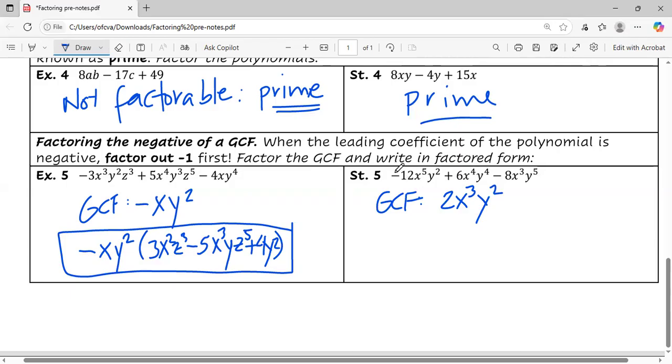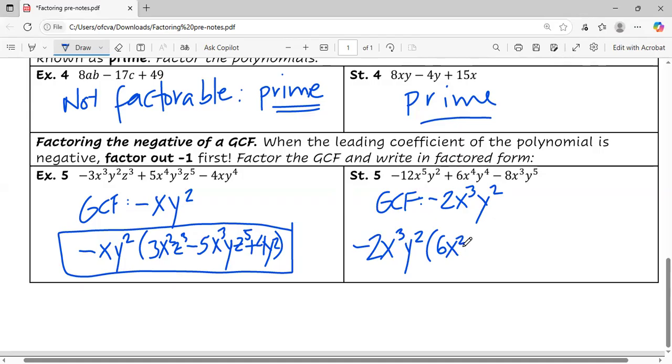Now notice your first term is negative. So pull out that negative as well. So my GCF is negative 2, x to the third, y to the second. What do I need to multiply by to get all 3 original terms back? Well, I'm going to need a 6 here. Negative 2 times 6 will get me to negative 12. X to the third times x to the second will get me to x to the fifth. And y to the second, I already have it. So y to the second is just going to stay. I don't need anything else here.